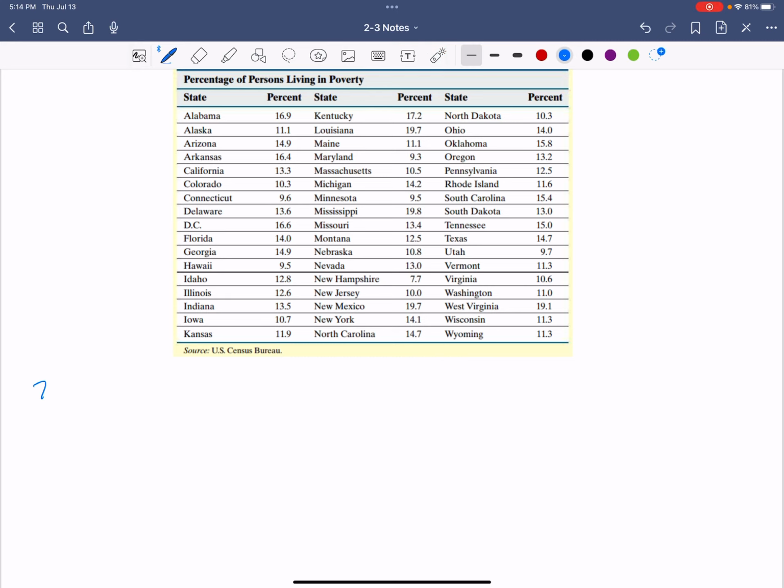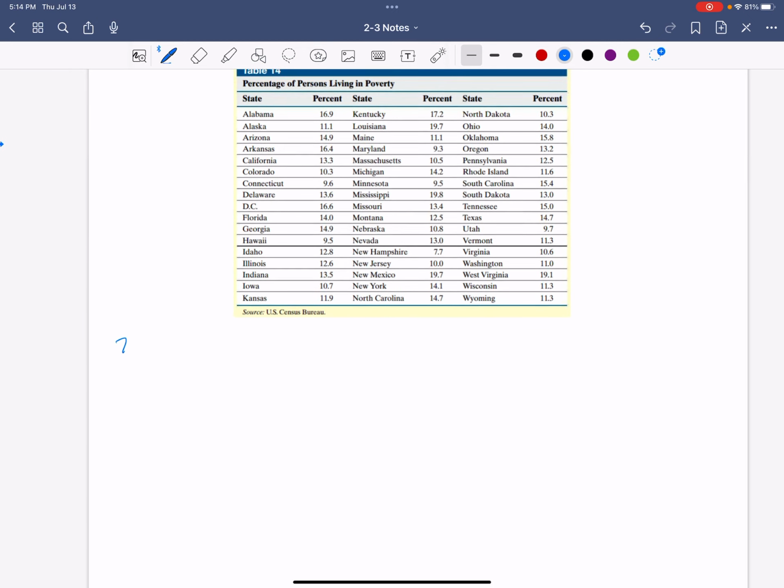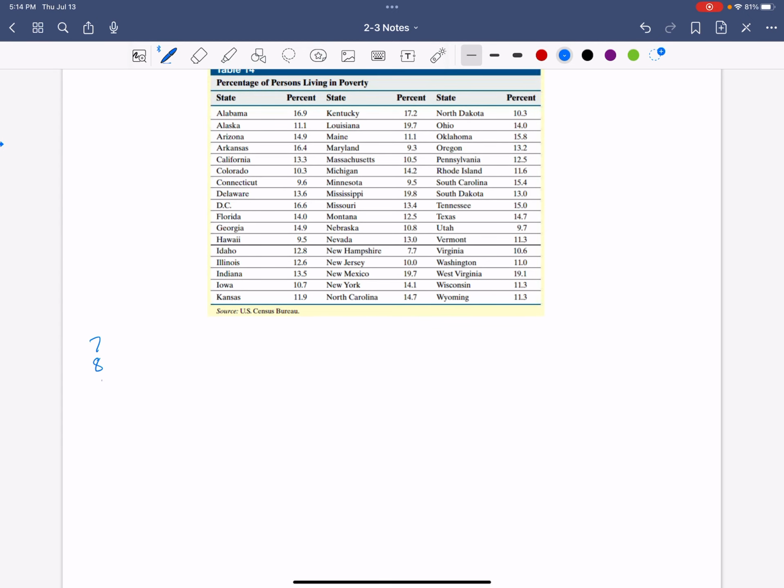So I'm going to make 7. I'm going to squeeze this in so we can see it better. 7, 8, 9, 10, 11, 12, 13, 14, 15, 16, 17, 18, 19. And that is our stem. So if I have this like 16.9, that means 16 goes on this side and 9 goes on this side. And that's how we're going to lay that out. So right now we're just going to put these in order. So 16.9, I'm going to put a 9 over here.